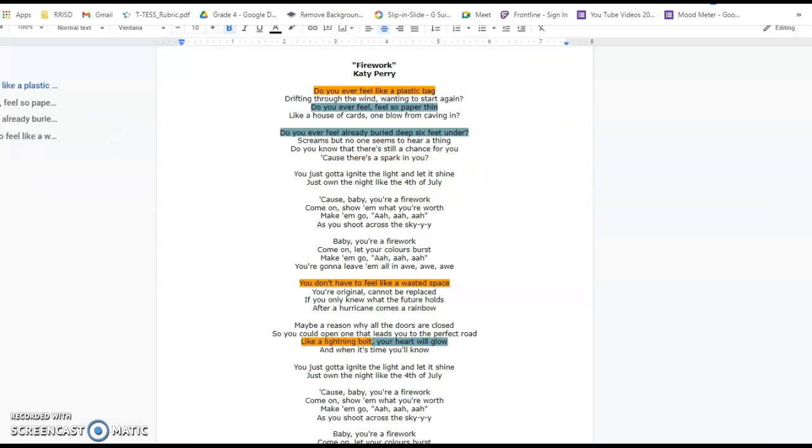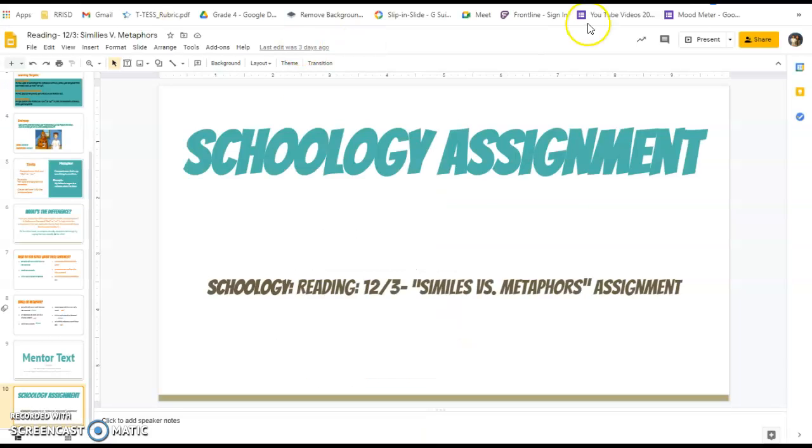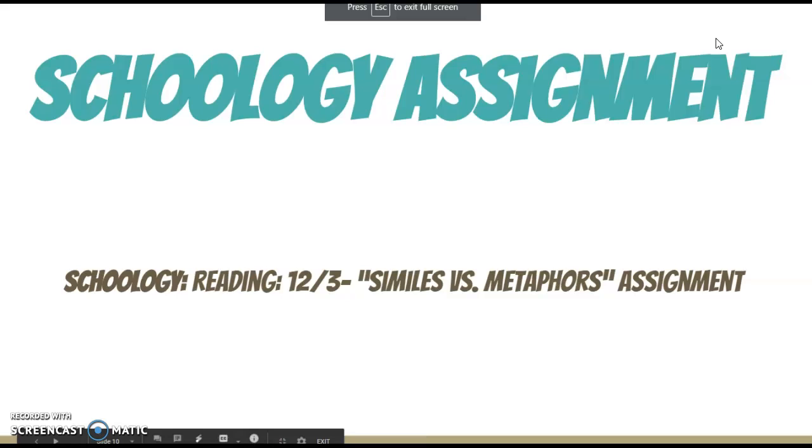Okay, friends, so I changed the colors, and what you're going to do is go and highlight one or two more examples in your own copy on Schoology. And then last but not least, you do have your assignment, similes versus metaphor in Schoology. So that first highlighting is just practice, and then this one is going to be your actual assignment for Schoology.